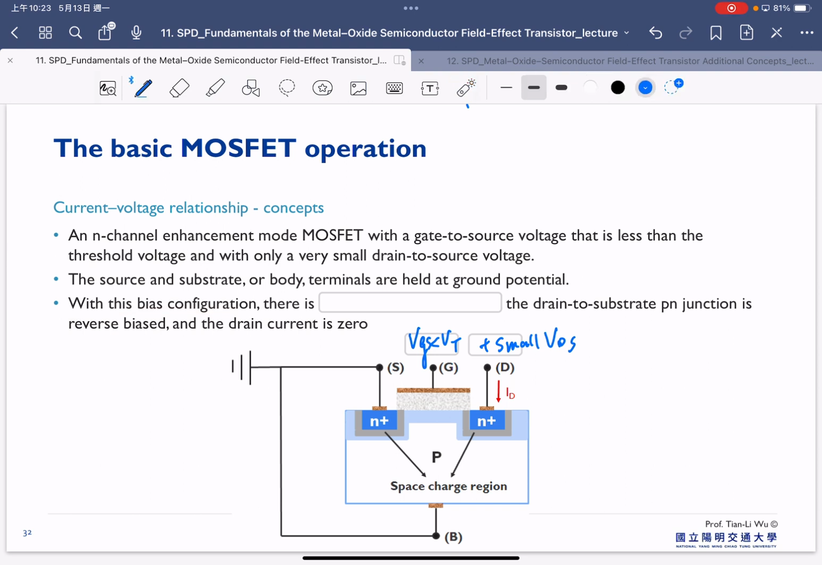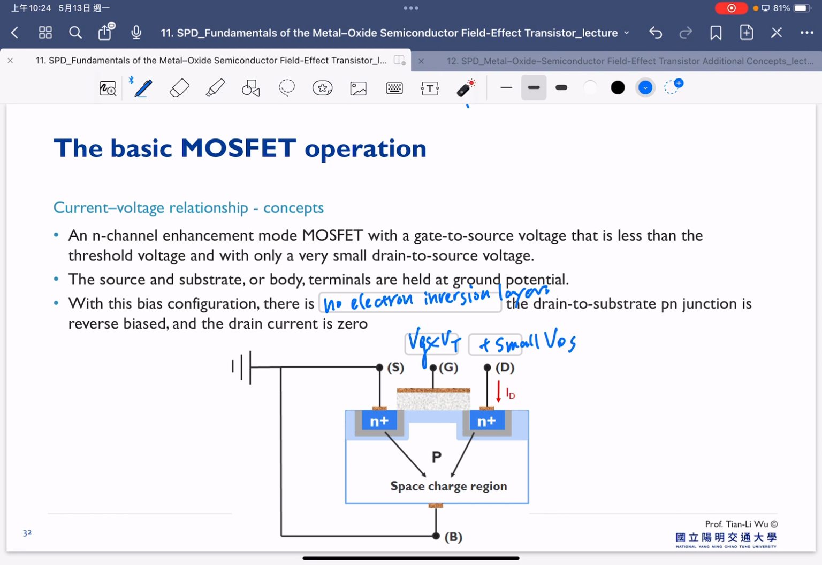there's no electron inversion layer. In here we don't have the electron inversion layer, because right now our VG is smaller than VTH.